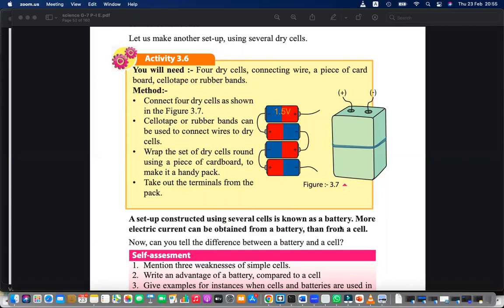Four batteries are there. There are 4 batteries.